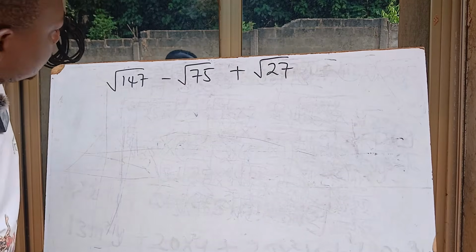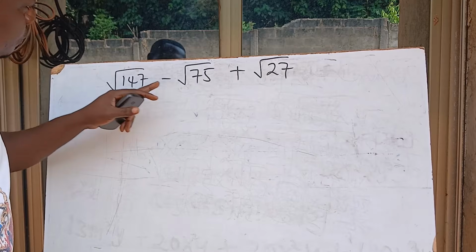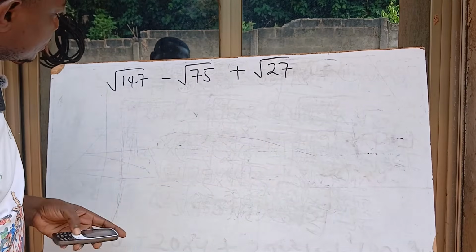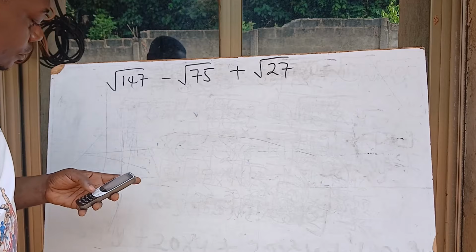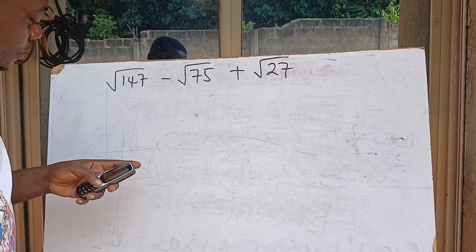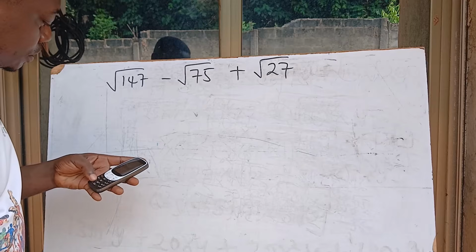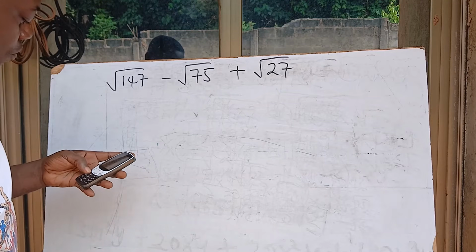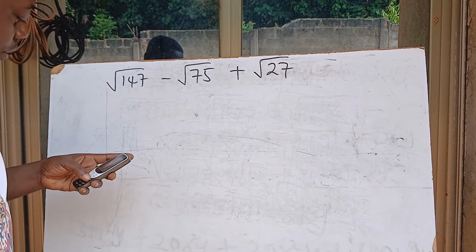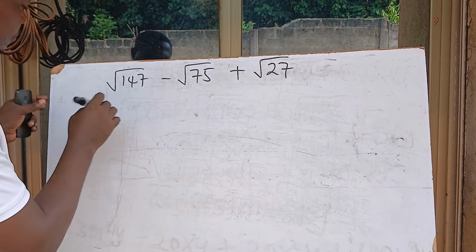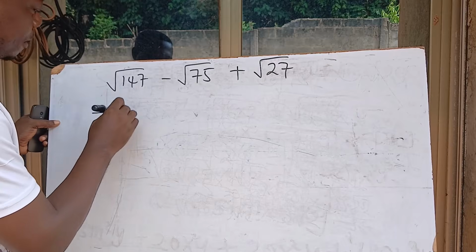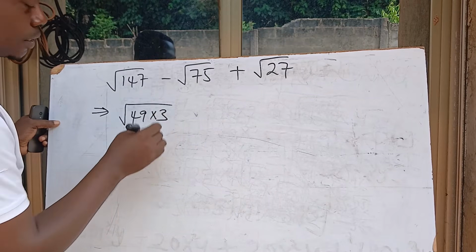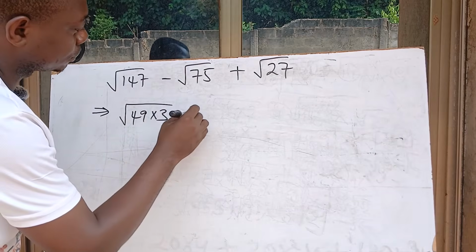All right, so let's continue. This time we have 147, 75, and 27. Okay, so let's test this. 2 will not work, so let's move on to 3. 147 divided by 3 is 49. So it's perfect. So 49 times 3 is a perfect square.